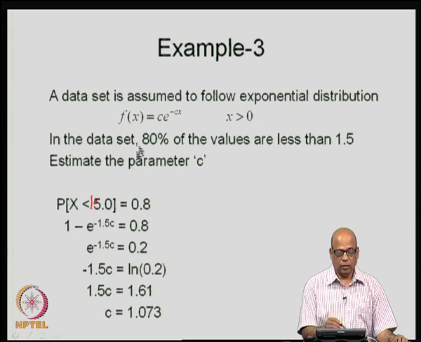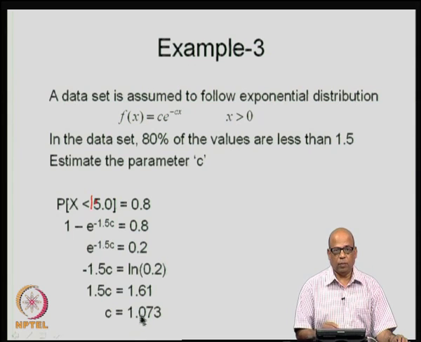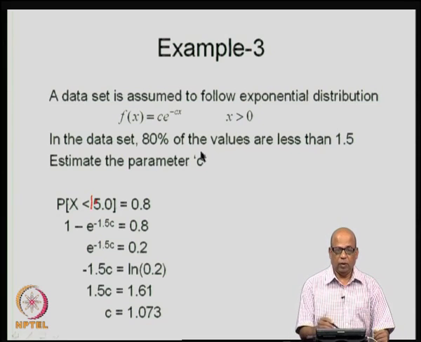Recall that it is 1 minus e to the power minus lambda x. In this particular case, lambda is c. So, we write this as 1 minus e to the power minus c into x, where x is 1.5, equal to 0.8. So, e to the power minus 1.5 c is equal to 0.2, from which you get c equal to 1.073. Essentially what we did here is that we looked at the sample, estimated some probability from the sample, said that 80% of the values are less than 1.5, used that fact and then obtained c.